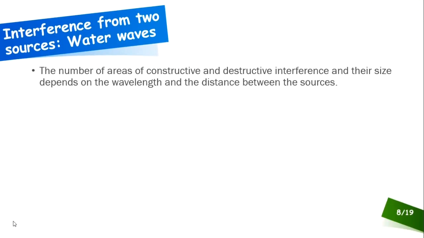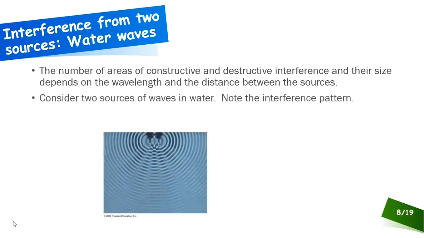Well, let's apply this to, say, water waves. We get interference from two different sources. So now we've got two different waveforms, two point sources, and the wave patterns that form are going to interfere with each other. The number of areas of constructive and destructive interference, and the size of that interference, depends on the length of the wave and the distance between the point sources. If I look at two point sources here in water, and I make waves in the water, notice the interference pattern that's produced.